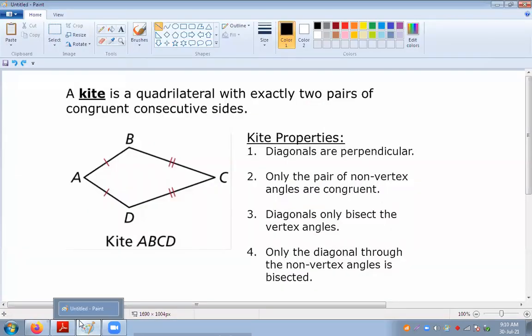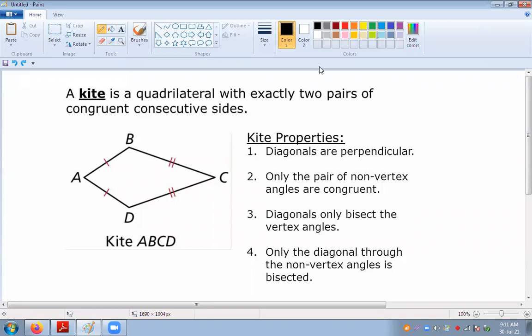So see the properties of a kite. It is a quadrilateral with exactly two pairs of congruent consecutive sides. Pair always means a collection of two objects. This length and this length of the side are the same, which is one pair, and this length and this length of the side are also the same, making another pair. So it has two pairs of congruent consecutive sides. Another thing is that the diagonals are perpendicular.